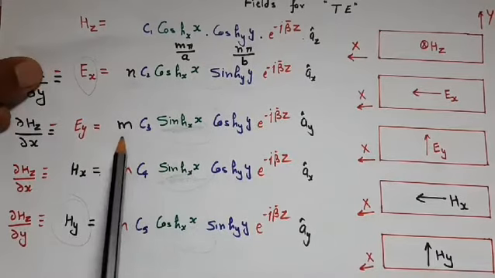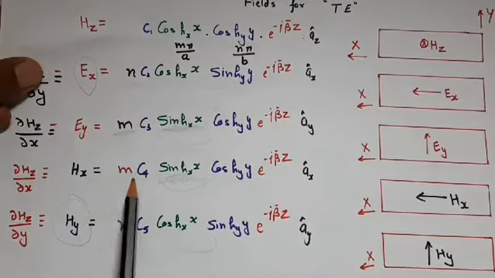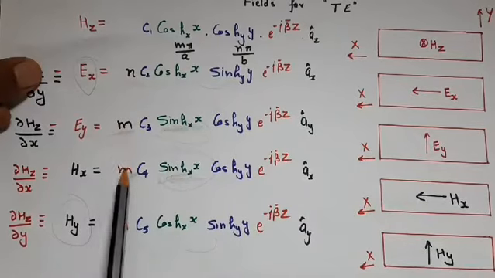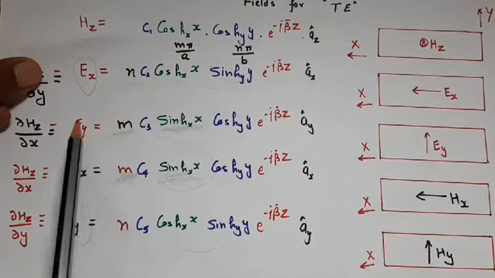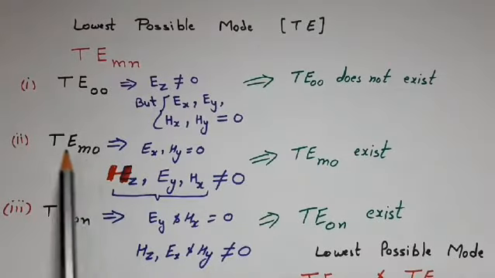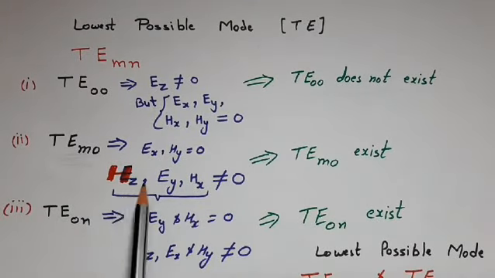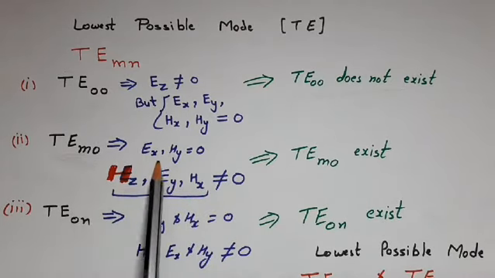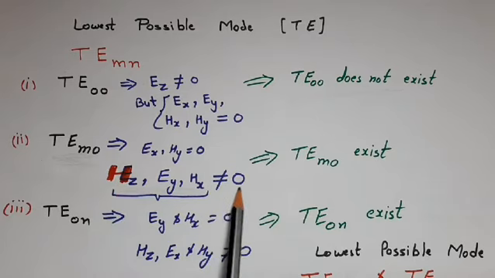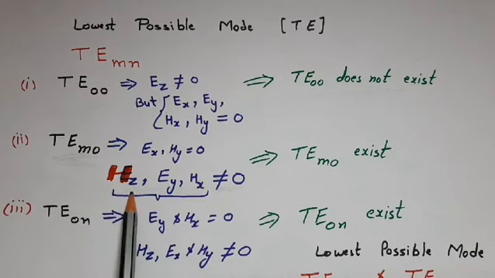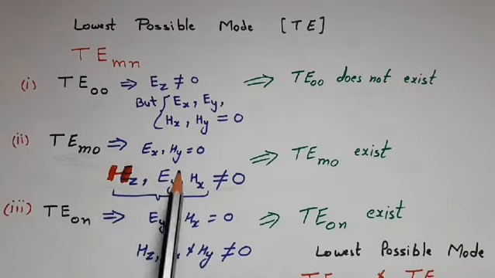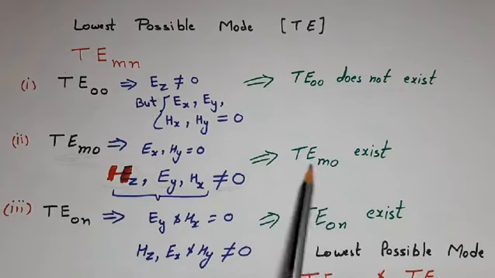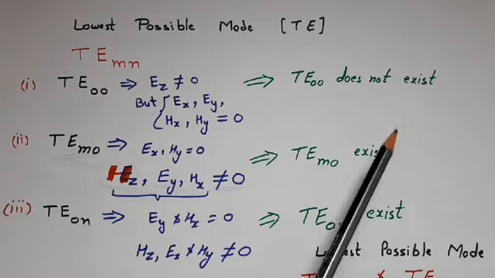And because Ey is multiplied with m and Hx is multiplied with m, and m is non-zero in our case, that's why Ey and Hx will exist for TEm0. And because Hz has a cosine function, that's why it also exists. So we can say that for TEm0, Hz, Ey and Hx, these three field components exist. Because in these field components, both electric and magnetic fields are available, we can say that the TEm0 mode is possible in a rectangular waveguide.